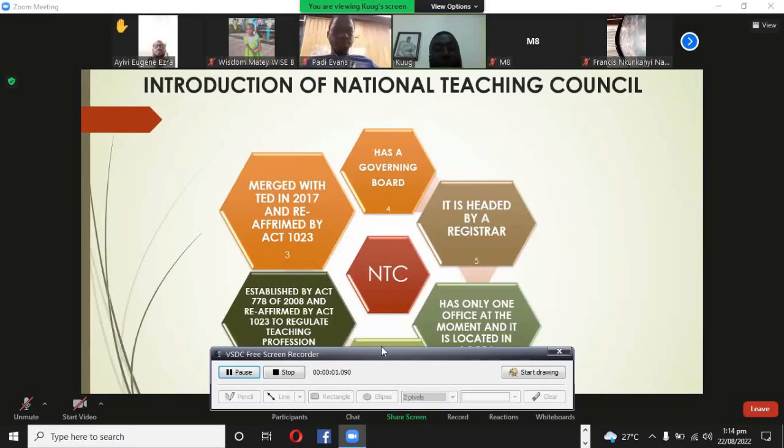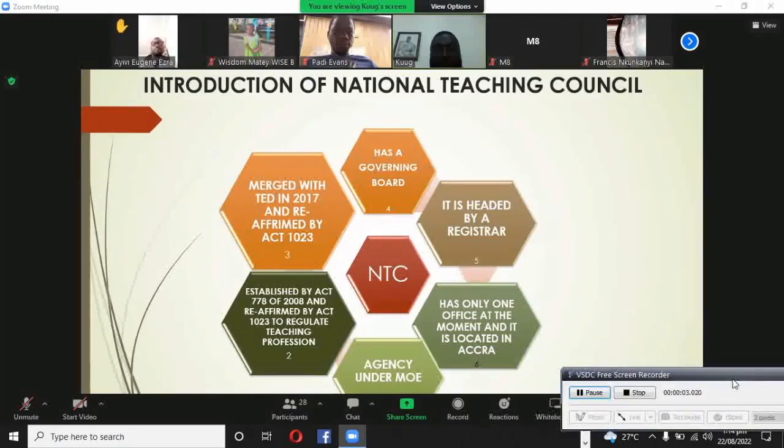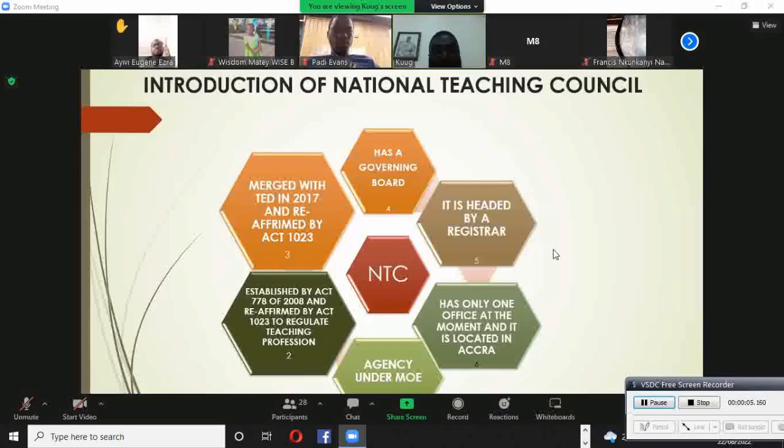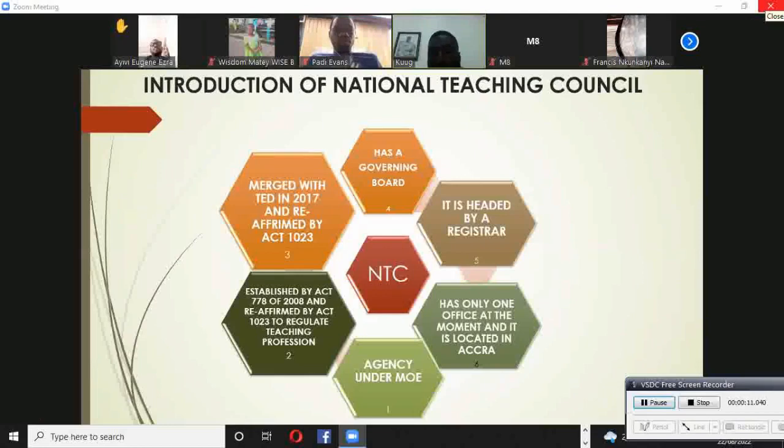Matters related to teaching. So it was merged with the current National Teaching Council as it is known now. And as I said, it has a governing board with representation from various stakeholders. And it is headed by a registrar who doubles as the CEO. So by way of introduction, that is the National Teaching Council as it exists now.